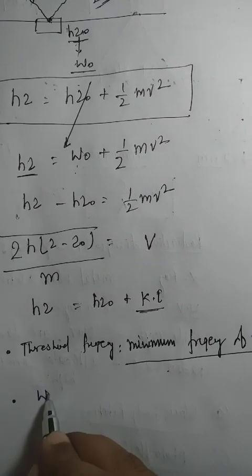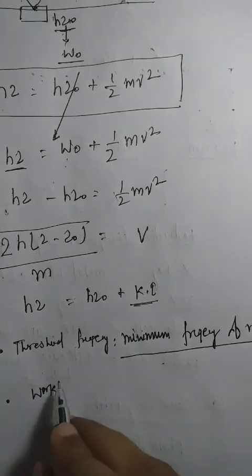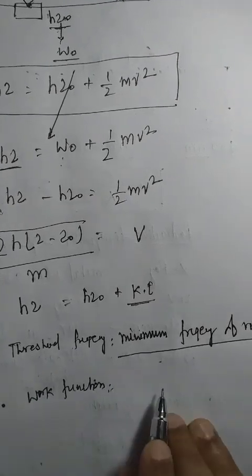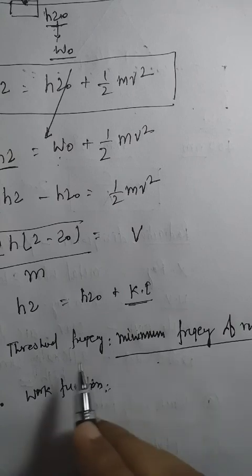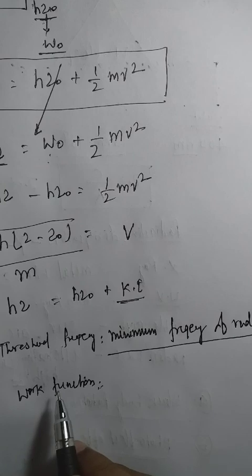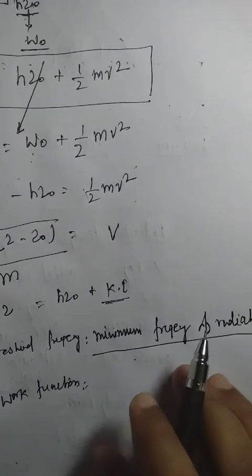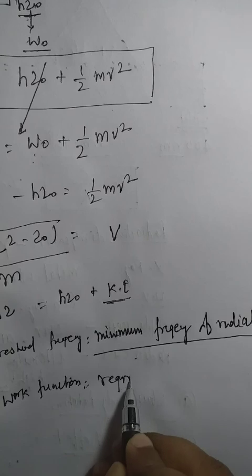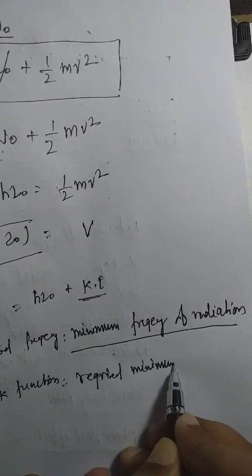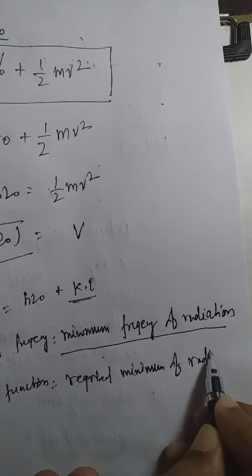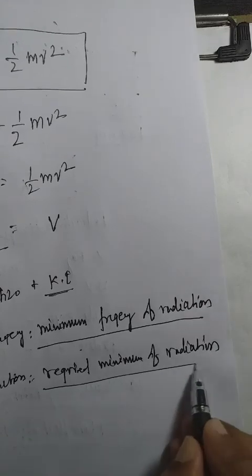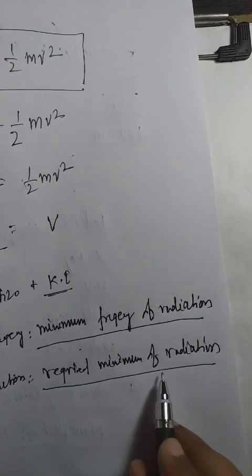And next is work function. Sometimes people give questions based on this. So work function is the required minimum energy. Threshold frequency is the minimum frequency of radiation, and work function is the required minimum energy of radiation for ejection of an electron. Right. So you only have to write the required minimum amount of energy of the radiation.